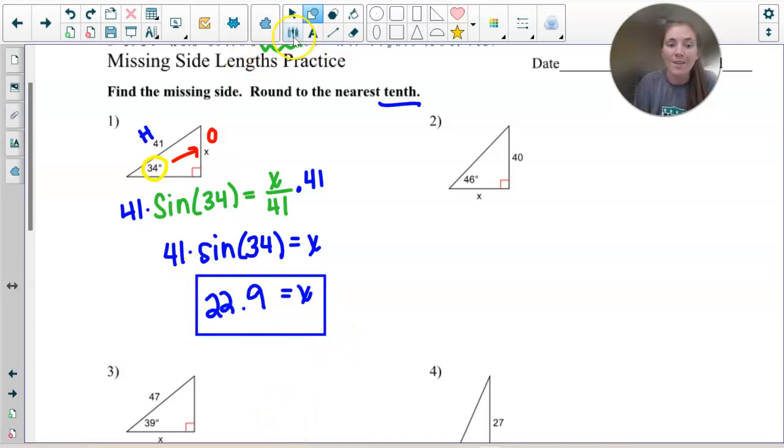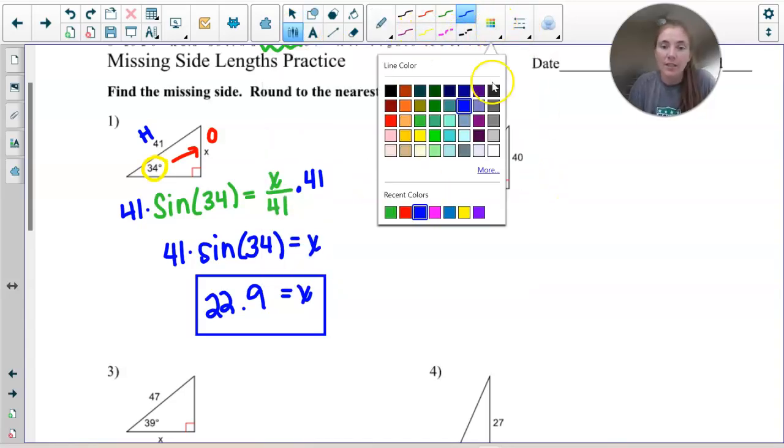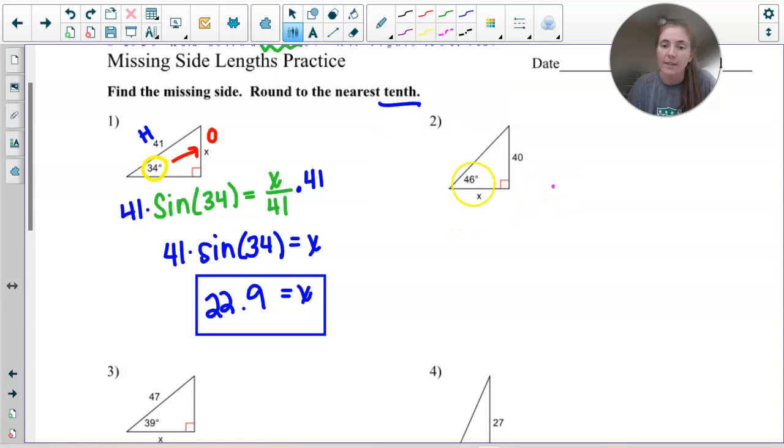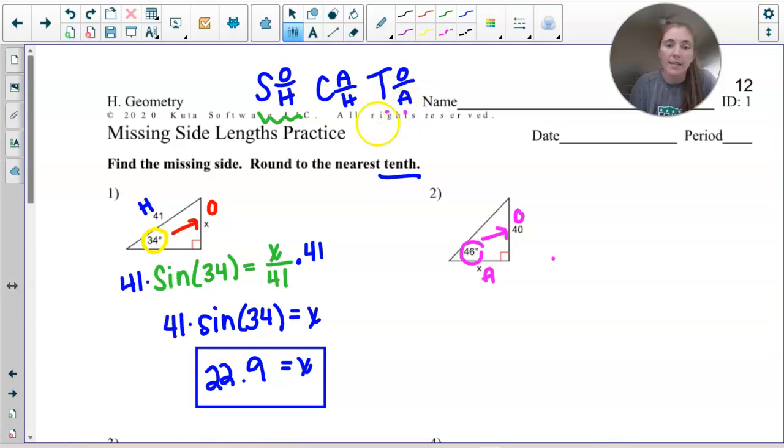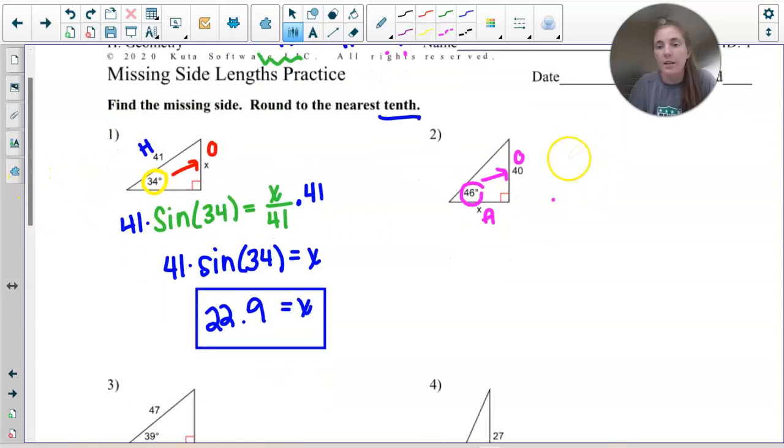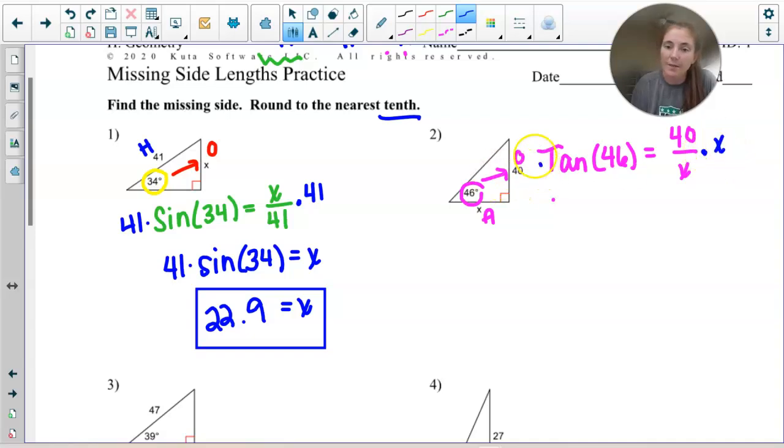We have time for one more problem, so let's look at number 2 together as well. The first thing we're going to want to do is set our perspective to our angle. 40 is opposite, x is adjacent. The trig function that works off of opposite and adjacent is tangent. So I would say tangent from the perspective of 46 equals opposite over adjacent, which would be 40 over x. So this time x is in the denominator. Remember, that's going to be two steps to solve.